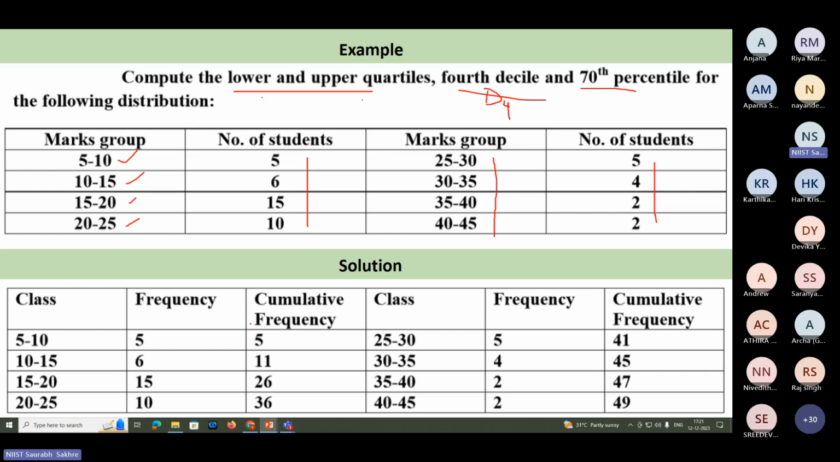Now first, as usual, we will create a cumulative frequency table. These two columns will be the same. Then the cumulative frequency: 5, then 5 plus 6 is 11, then 11 plus 15 is 26, then 26 plus 10 is 36, then 36 plus 5 is 41, 41 plus 4 is 45, and so on. The last cumulative frequency is 49. So we have created this table. Now we will apply our formula.